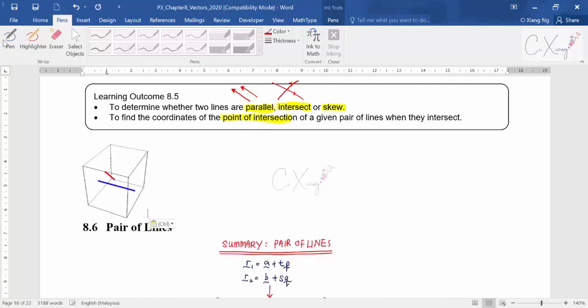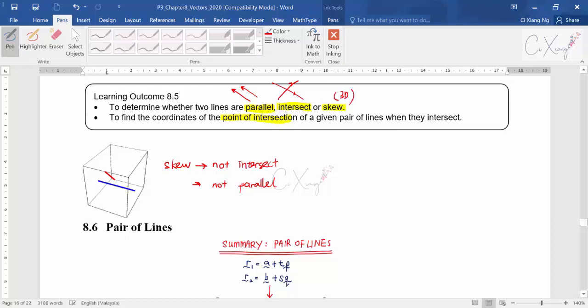Skewed, you can have a look here. The red line and the blue line we call skewed lines. Skewed means that they do not intersect each other, and they are not parallel to each other as well. So we call them skewed lines. So the skewed case only appears in 3D.